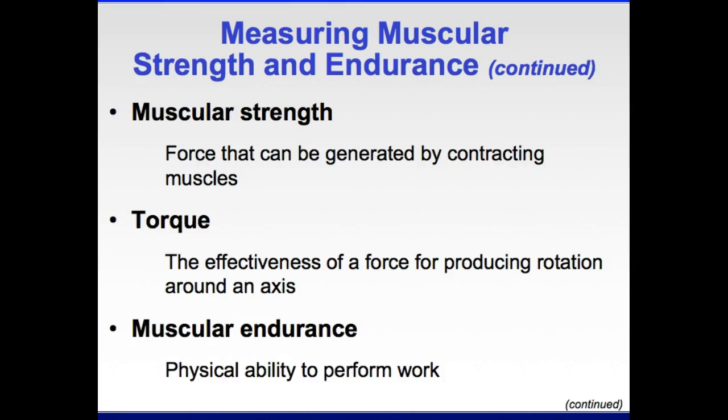Measuring muscular strength and endurance. Muscular strength is the force that can be generated by contracting muscles. Torque is the effectiveness of a force for producing rotation around an axis. And muscular endurance is the physical ability to perform work.